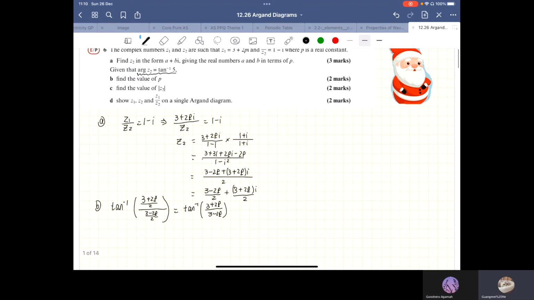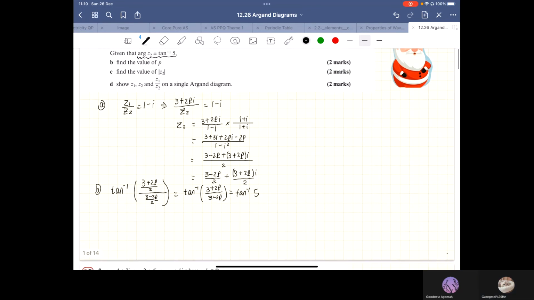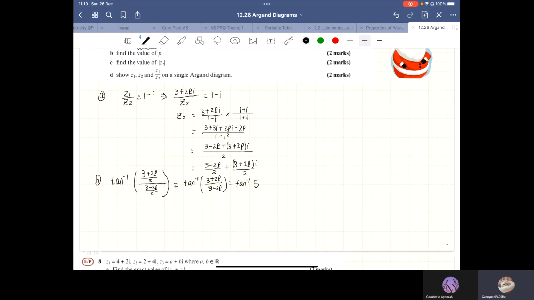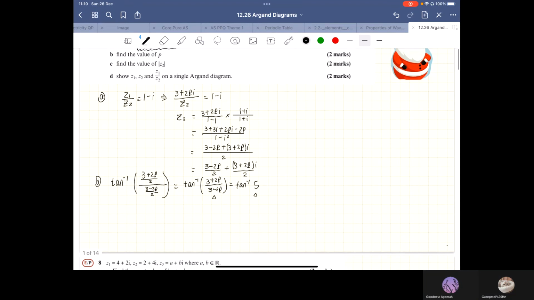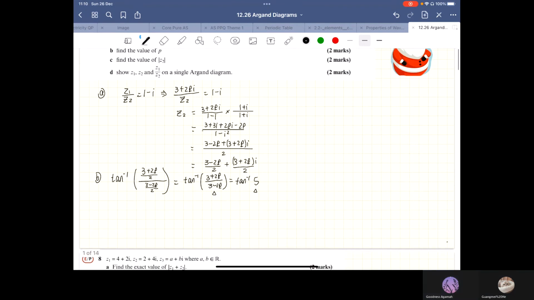And what does that equal to? Inverse tan of 5. So we can make an equation here so we can solve for p. Do you know what the equation will be? Won't we leave it like that? No, we want to find our p. So 3 plus 2p over 3 minus 2p is equal to 5.